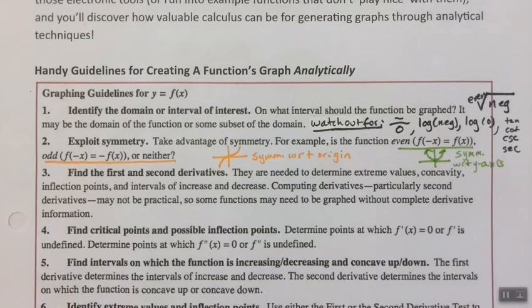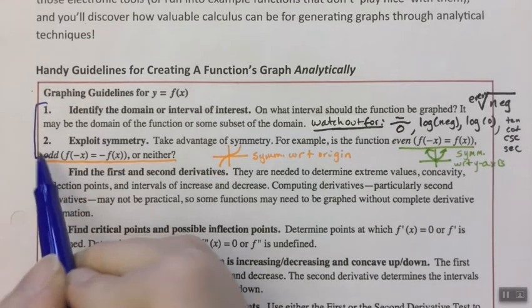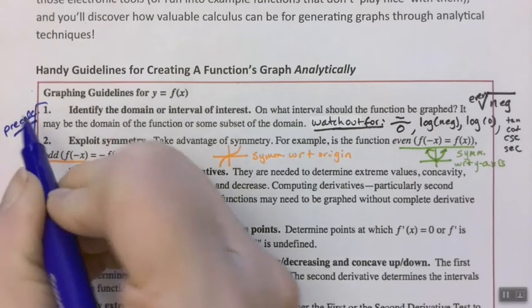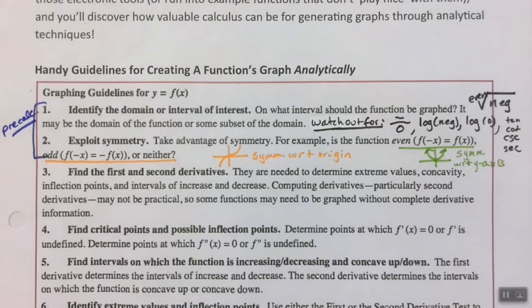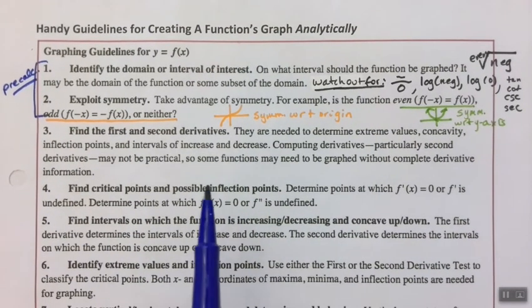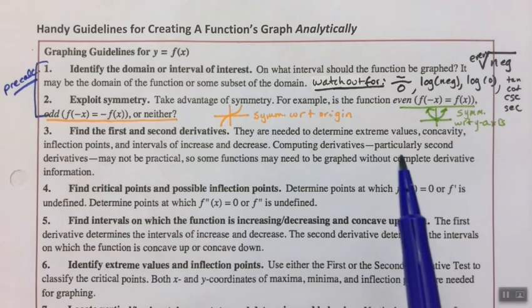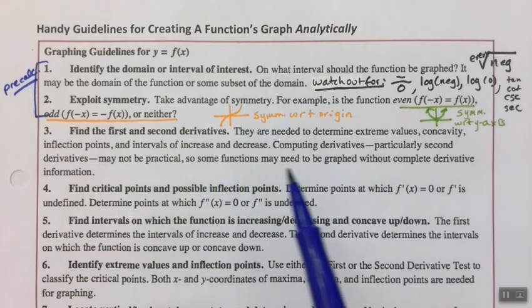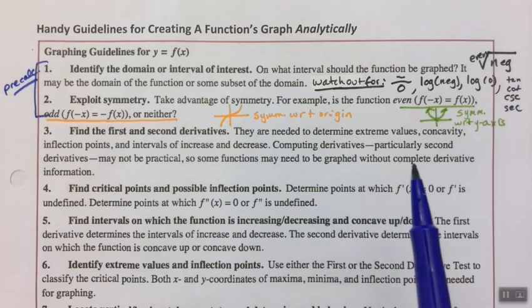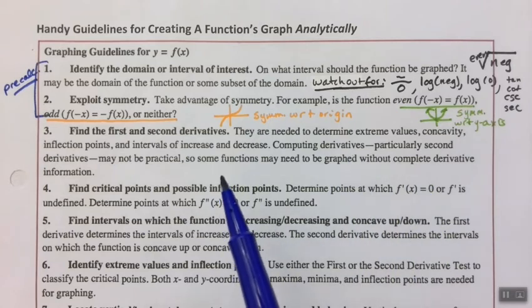All right, so these two items, in case you haven't noticed, are precalculus. They're not a calculus topic. That's just a review of things you should have learned somewhere in your before-calculus life. All right, now we have all the calculus bits. So we can find the first and second derivatives. They're needed to determine extreme values, concavity, inflection points, etc. So we would find both the first and second derivatives.